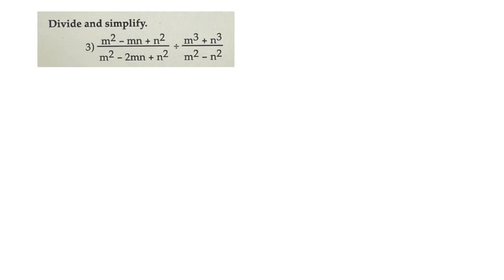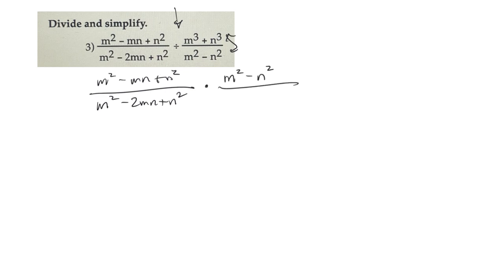All right, here's a good question that really tests your ability to factor. First thing, it's a divide. Let me fix that first. I'll just write the first one, n squared over m squared minus 2mn plus n squared. And then I'll change it to times, and I'll flip these over. So it'll be m squared minus n squared over m cubed plus n cubed. Oh, difference of cubes. We'll have to work with that one.